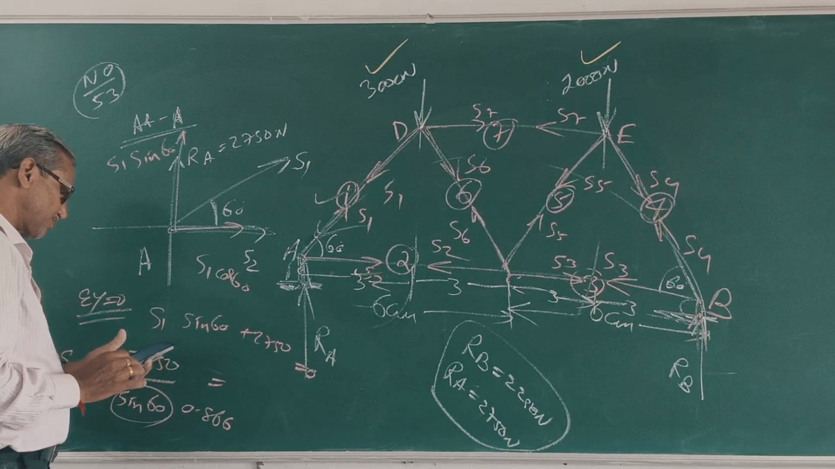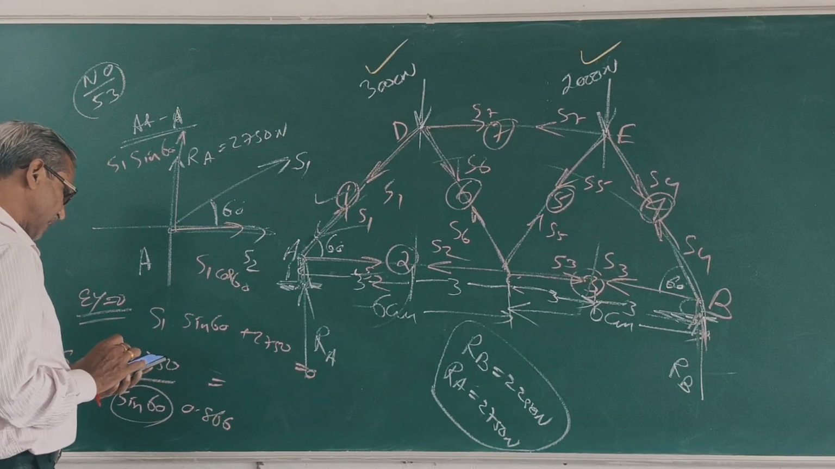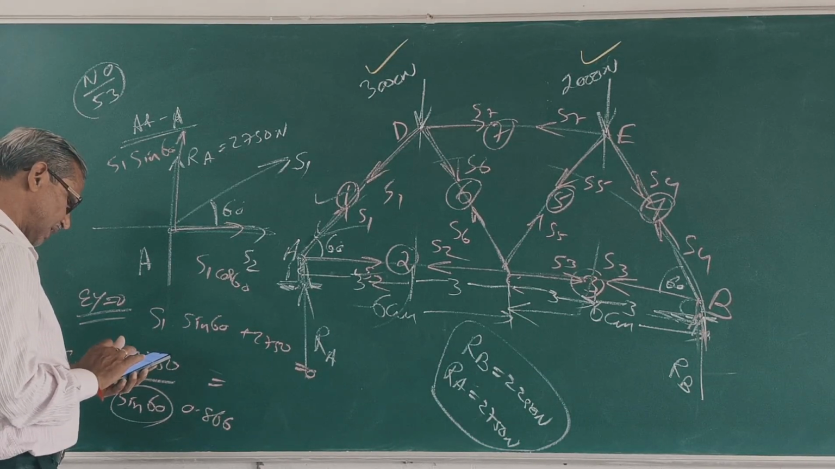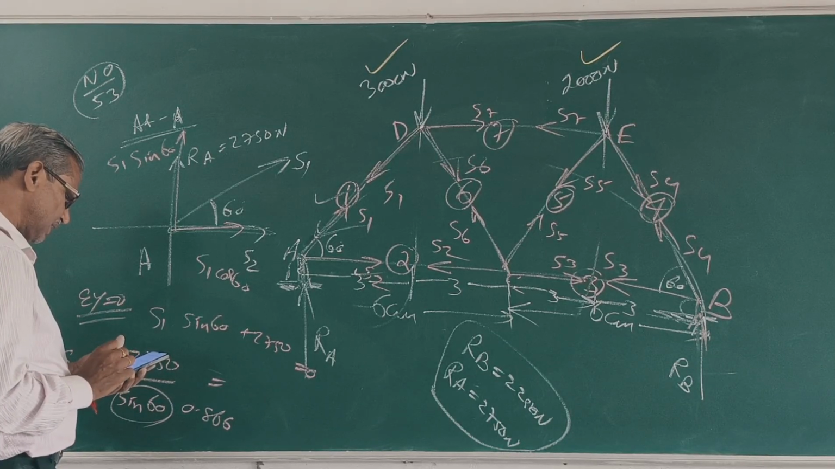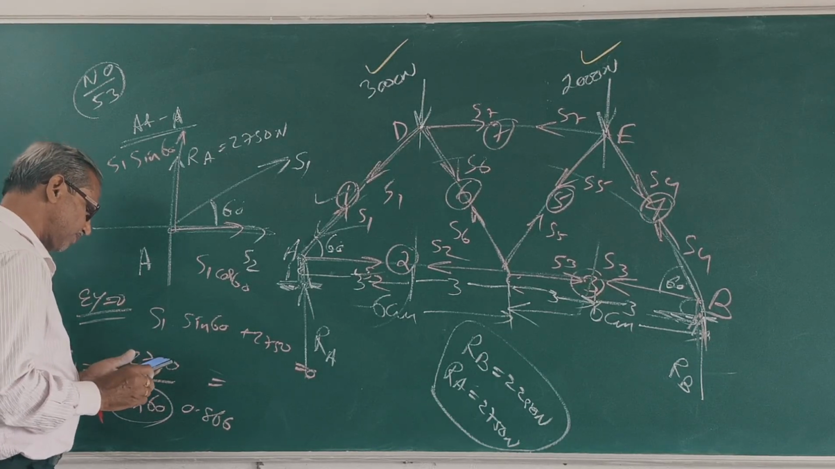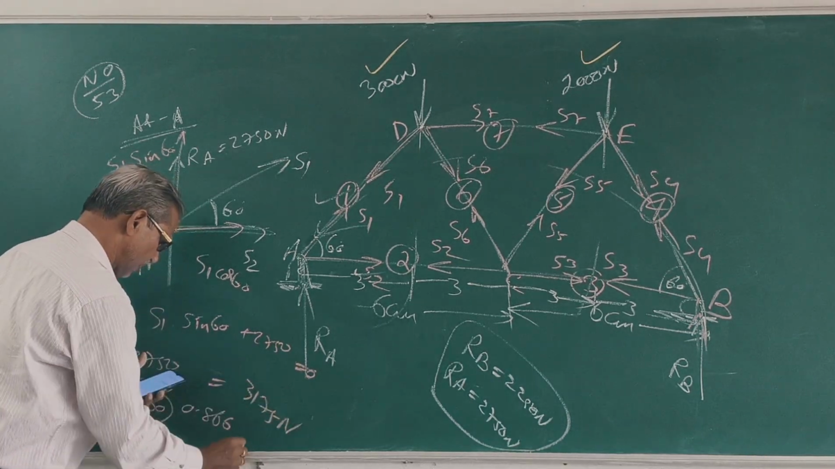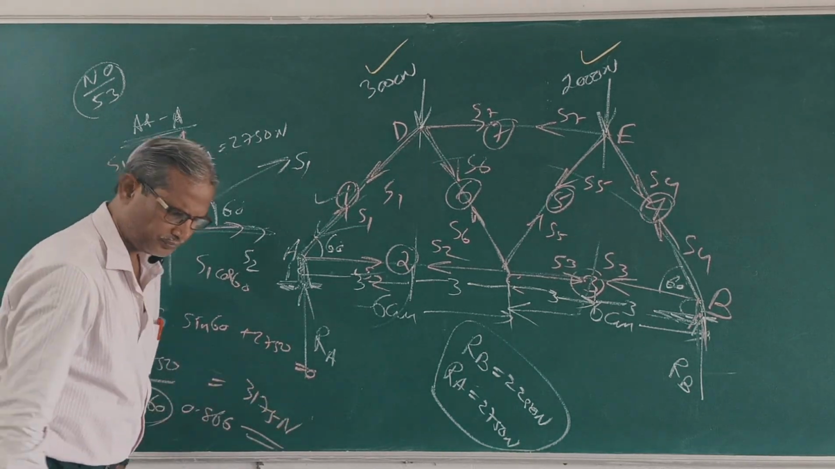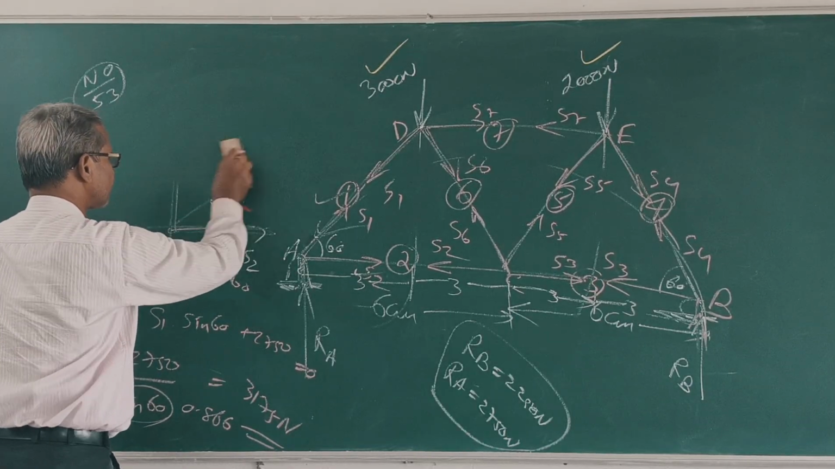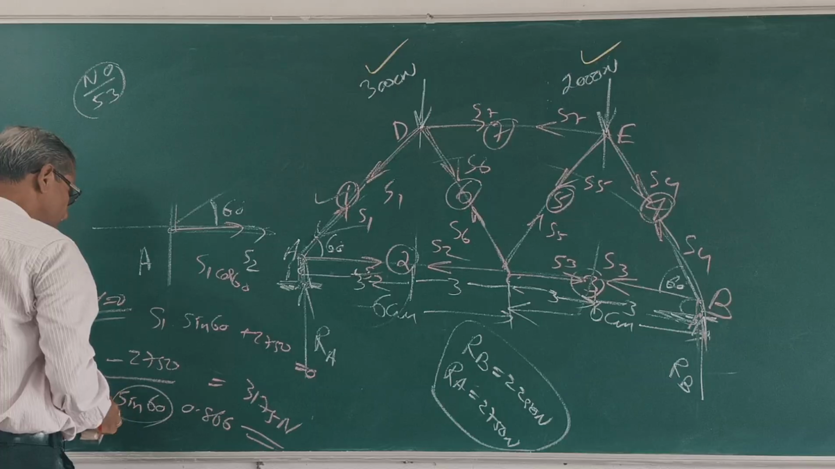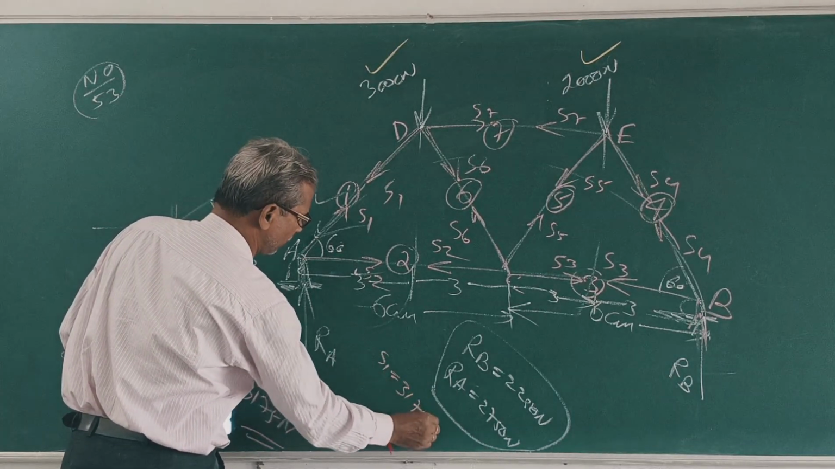So this is equal to 2 sin 50 by 0.866. The answer is 3175. 3175 Newton. Clear? So S1 is equal to 3175 Newton. Now come to S2.